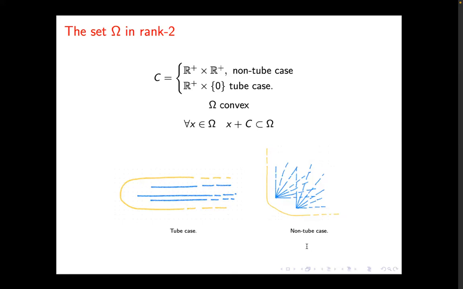And in the non-tube case, again, we have a convex set, but you have this extra property. For every point, the cone, which is like a positive octant starting at x, like x plus c, has to be contained entirely in omega. So you cannot just take an ellipse. You have to take something with these properties.